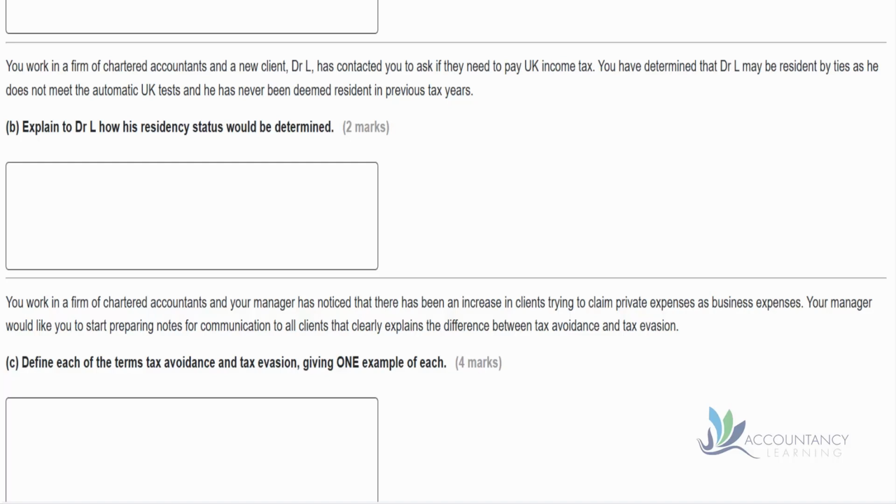So remember, we saw this earlier, that we have these two sets of automatic tests, but if neither of them apply, then we have to deal with the ties. And we need to see whether there are sufficient ties to the UK to be resident. So we need to explain how Dr. L would have his residency status determined.